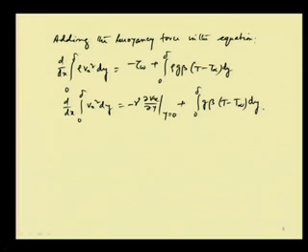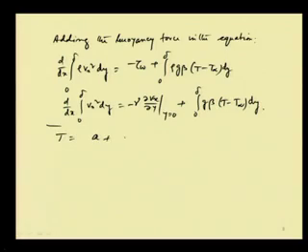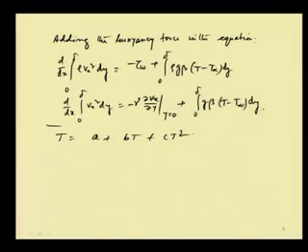Now, we need two things. We need a temperature profile and a velocity profile to be assumed. For the standard analysis of the boundary layer over a flat plate, the temperature profile has been assumed to be a second order polynomial with respect to y, so T equals A plus By plus Cy square.